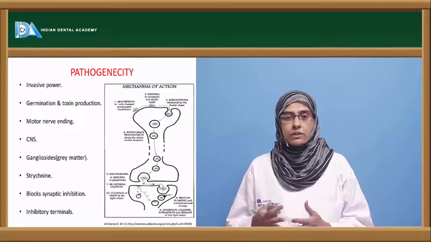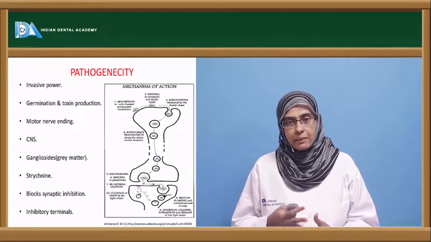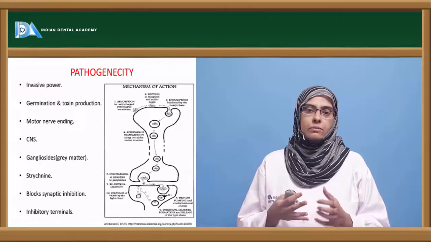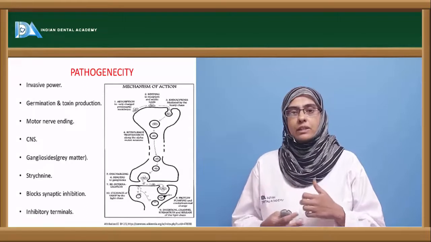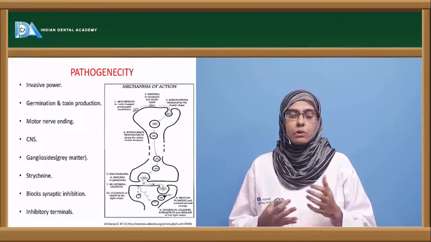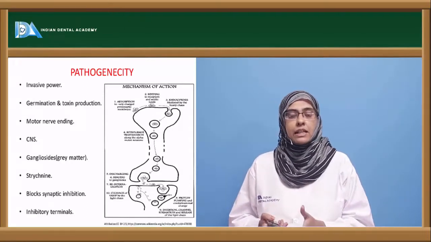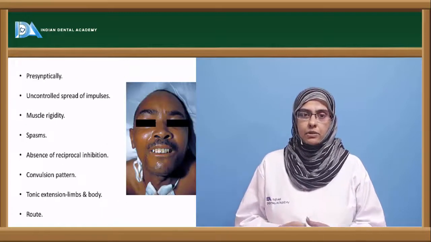Now the function of this toxin is that it blocks synaptic inhibition. When absorbed by the central nervous system, it blocks synaptic inhibition, most probably at the inhibitory terminals that use glycine and GABA as neurotransmitters.